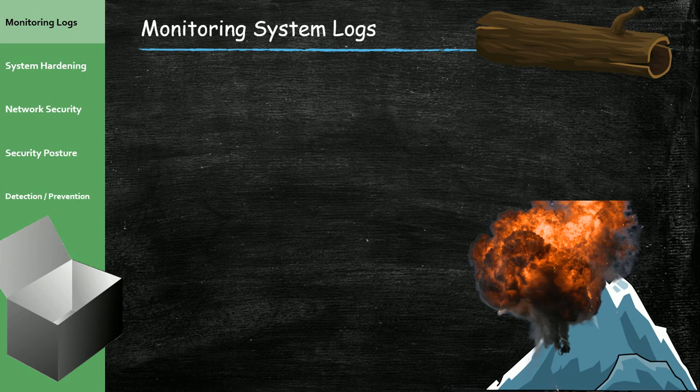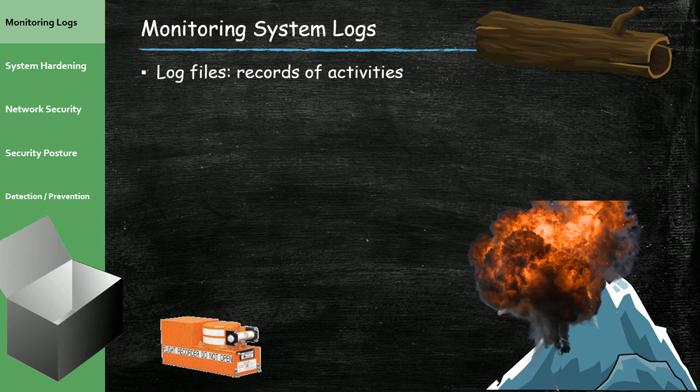And in computing, we do the same thing with log files. And by the way, those black boxes are usually orange, right? And there's usually a couple different black boxes on most airplanes. You've got the flight data recorder, and there's also the cockpit voice recorder. So the combination of those two, they'll try to piece together exactly what happened before the crash. So in computing, we do the same thing. We have log files that are records of activities.